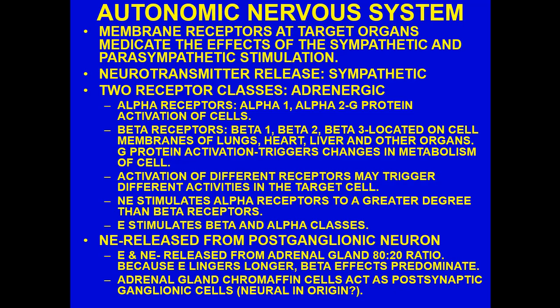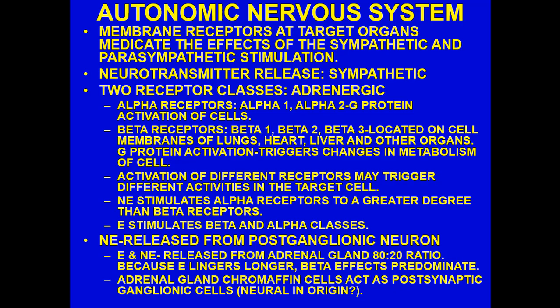When we talk about neurotransmitter release for the sympathetic, the adrenergic has two classes, and each class has several subclasses. So let me go over this with you. With adrenergic, you're going to have alpha receptors, alpha 1 and alpha 2. They're all G protein activation of the cells. Beta receptors are beta 1, beta 2, beta 3.